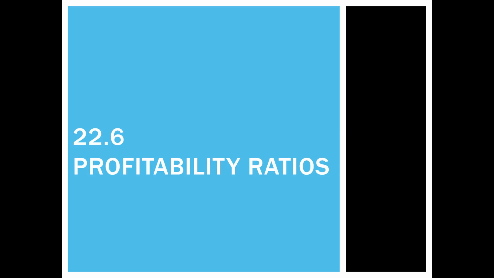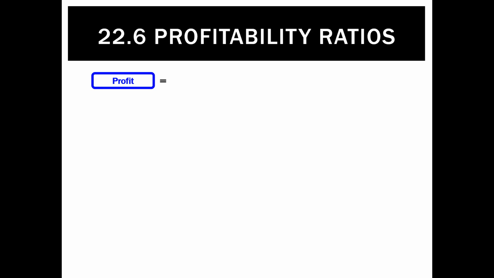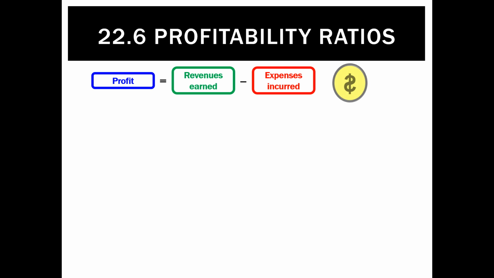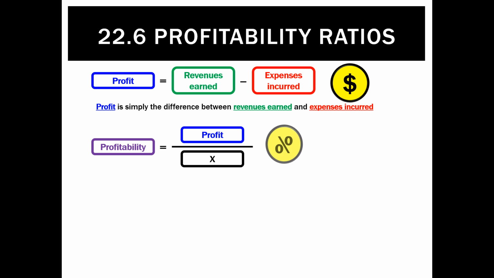Our first category of ratios are profitability ratios. And the first thing you need to realize is that there's a difference between profit, which is simply revenues earned less expenses incurred, and that's represented in a dollar figure. That's different to profitability. Profit is simply the difference between two numbers, whereas profitability is taking that profit number and then comparing it to a base figure.